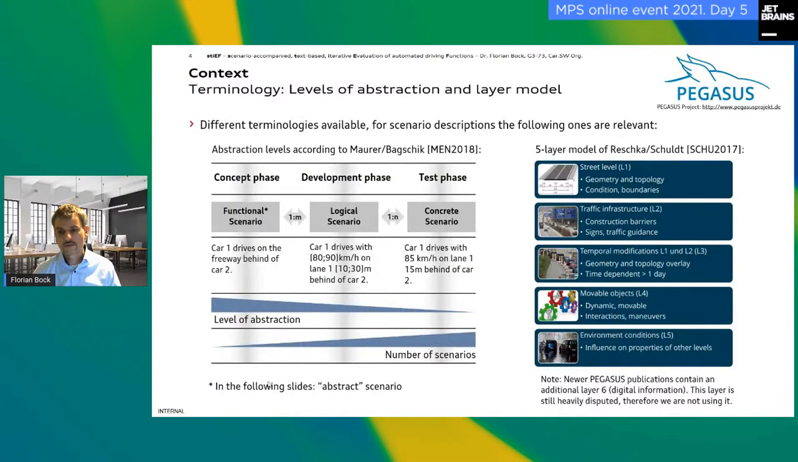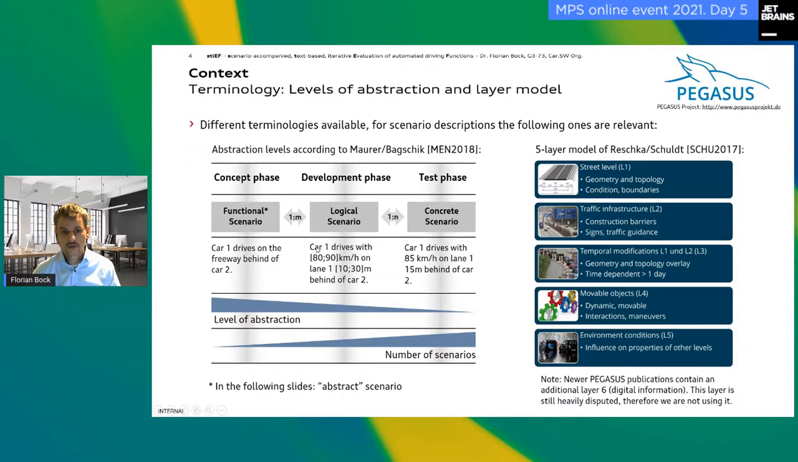Now I already have used the terms functional, logical, concrete, or abstract, so here is a short explanation of where those terms come from. There are different terminologies available in literature and in the industry, but for scenario descriptions, the following ones are relevant. First of all, the abstraction levels according to Menzel, which are three. We are talking about a functional scenario, which is a semantic scenario description without any concrete values. So: car one drives on the freeway behind car two.